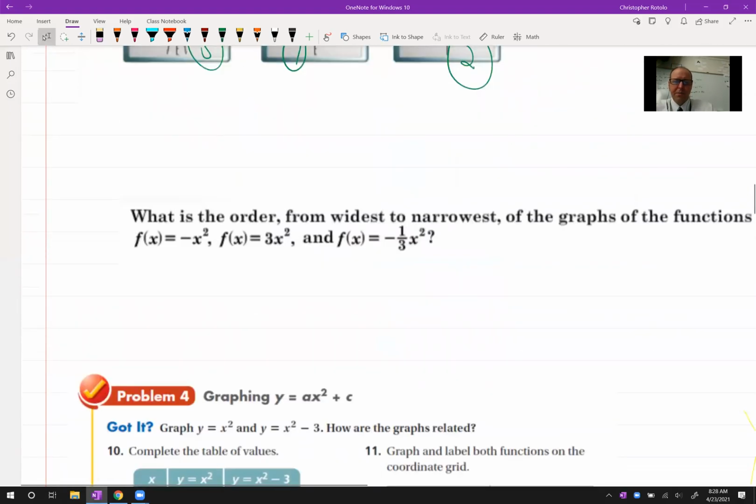So without a graph, can we put these in order? So widest to narrowest. So what you're really thinking is take out the negatives. We're thinking about least to greatest. Least to greatest. So that means 1/3 is the least, 1 is next, and then 3 is the greatest number out of those. Remember, the negative just turns it upside down, so that has nothing to do with how wide it's going to be. It's just about the orientation of it.